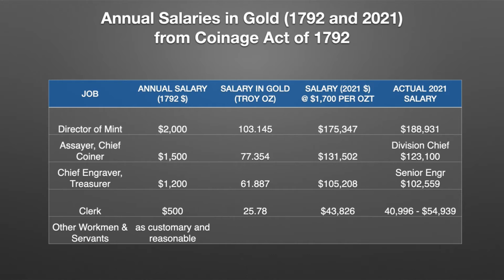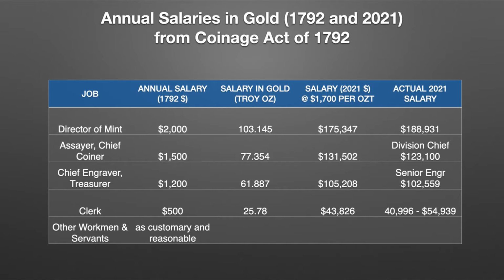The next line is the chief engraver and treasurer, who each made $1,200 a year, which works out to about 61 ounces of gold, which in 2021 is $105,000. Again, I couldn't find the exact job titles there, but they had some senior engineering positions that paid $102,559 per year. Very close.